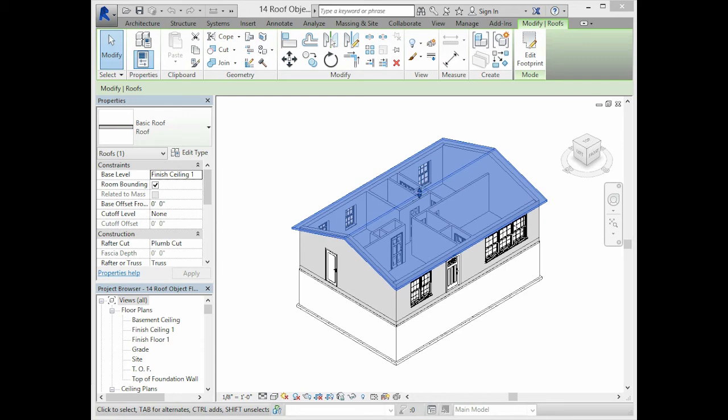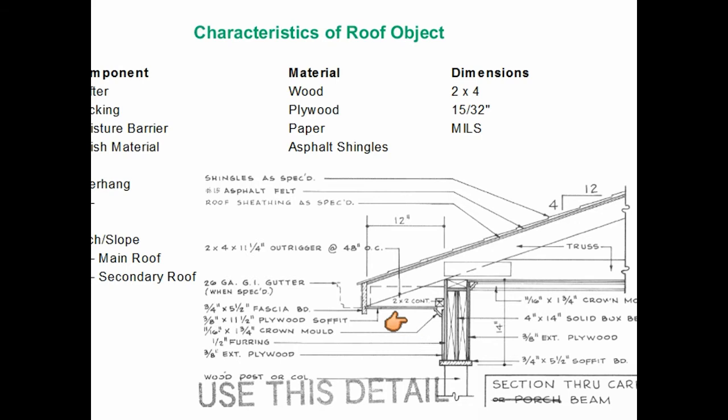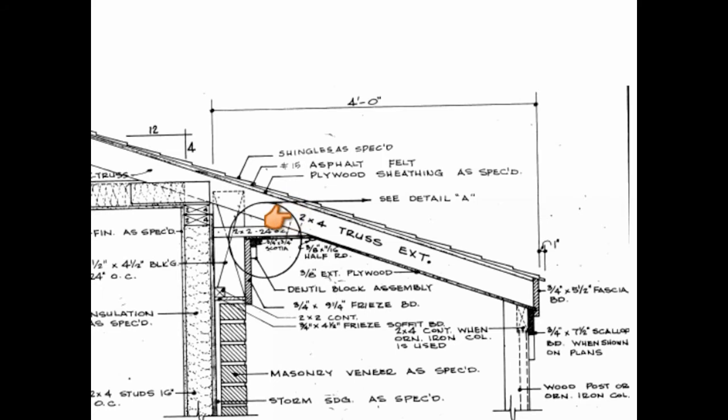In this assignment, you will apply the roof object to the building information model. In this detailed drawing, the structural or the framing member for the roof is called a rafter. In this model, the rafter is made of a 2x4 dimensional lumber.